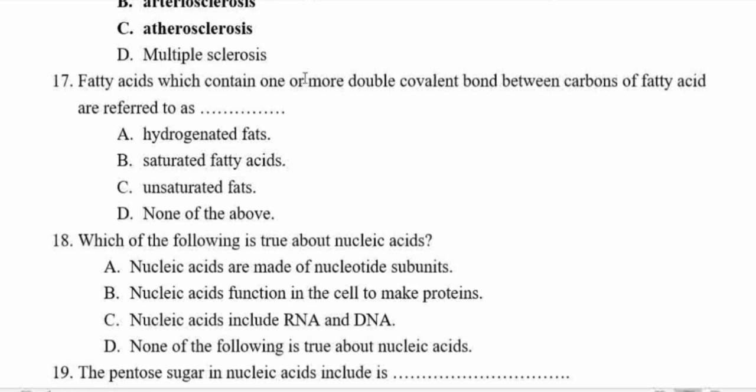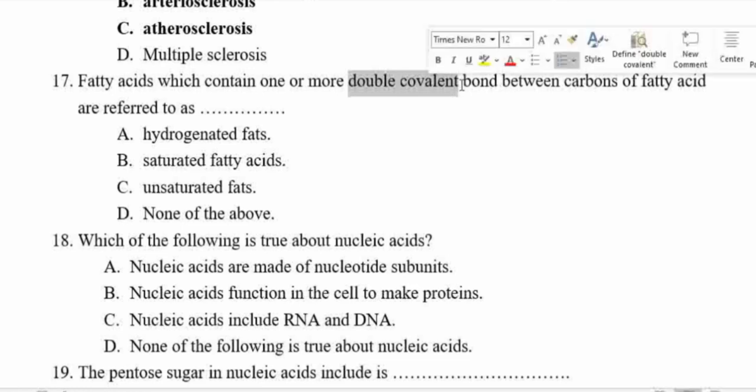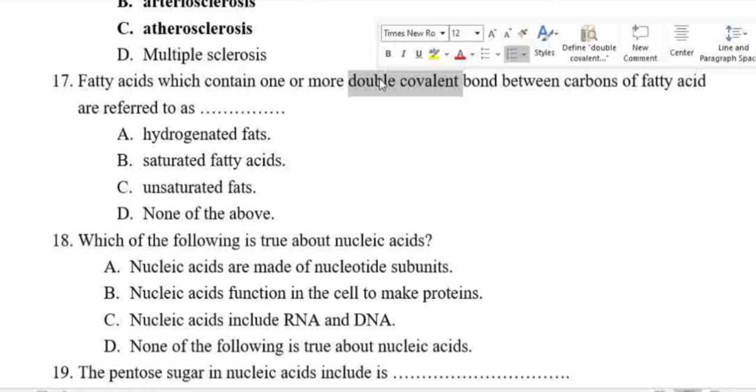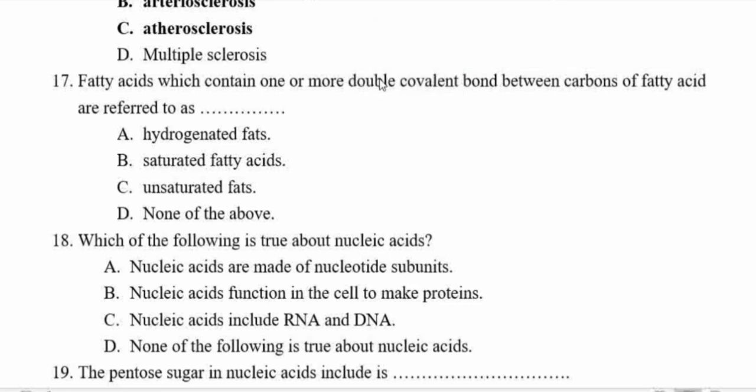Let's look at some of the things. Fatty acids which contain one or more double bonds. So we have some fatty acids that contain double bonds. And wherever there's a double bond, you see that the number of hydrogen atoms will reduce. When the hydrogens are more, then the fatty acid is said to be saturated. When the hydrogens are less, then we say it is unsaturated. So our best option would be C.